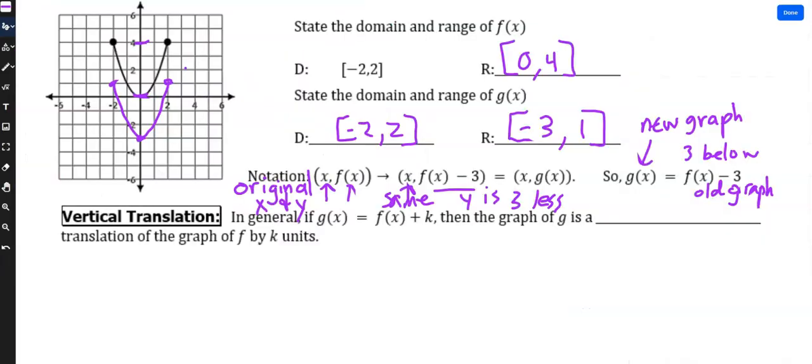So it says down here, in general, if g of x is equal to f of x plus k, so you're taking the original and you're adding something to it, then g is a vertical translation of the graph of f. Makes sense. If you're adding or subtracting, it's going to shift it up or down. Okay, we'll go to the next slide.